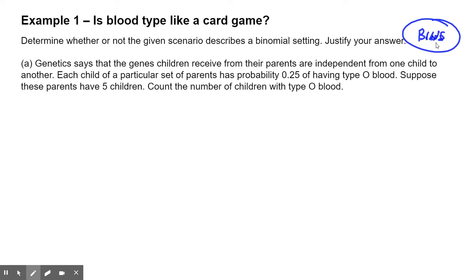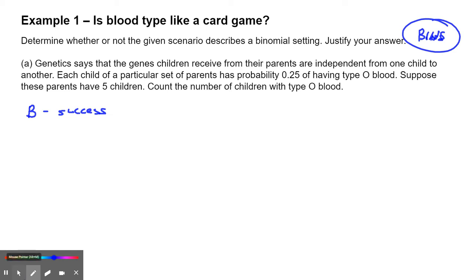All right, A. Genetics says that the genes children receive from their parents are independent from one child to another. Each child of a particular set of parents has probability of 0.25 of having type O blood. Suppose these parents have 5 children. Count the number of children with type O blood. Okay, so the first thing is binary. B for binary. Are there only 2 choices? Well, yes. A success in this case would be having a child with type O blood.